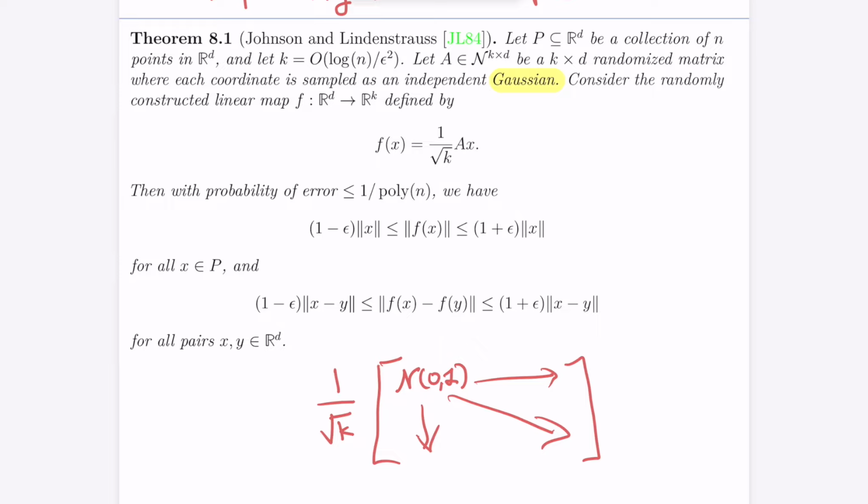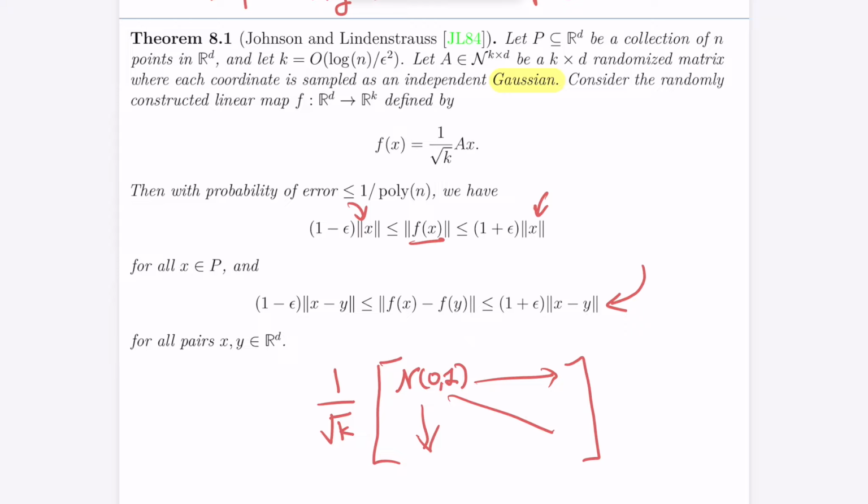In fact, what we'll directly show, where f of x is just applying this matrix, is that you preserve the length of any single vector with high probability, if you choose the output dimension to be like log n over epsilon squared. So that's what we'll show. As a consequence, you're going to get all distances between all pairs. In this statement they look different, but actually one follows from the other.